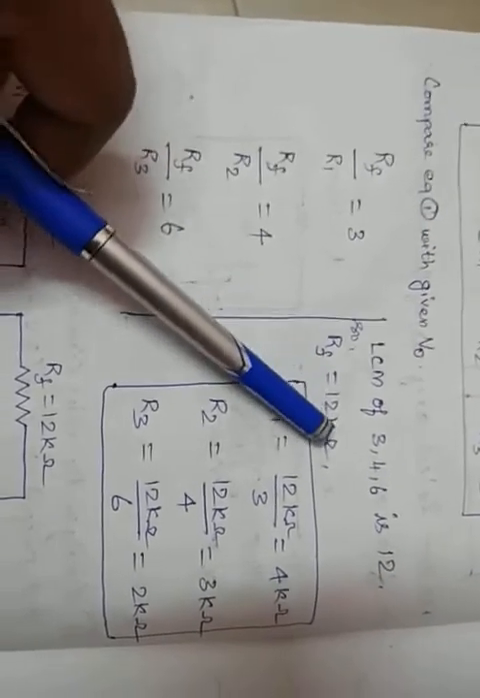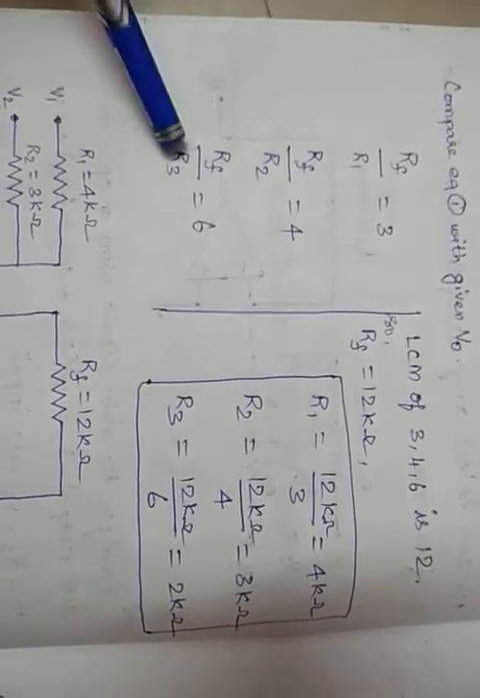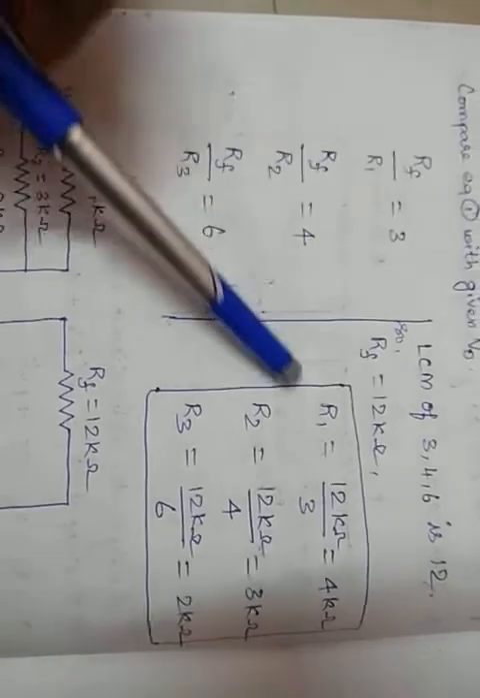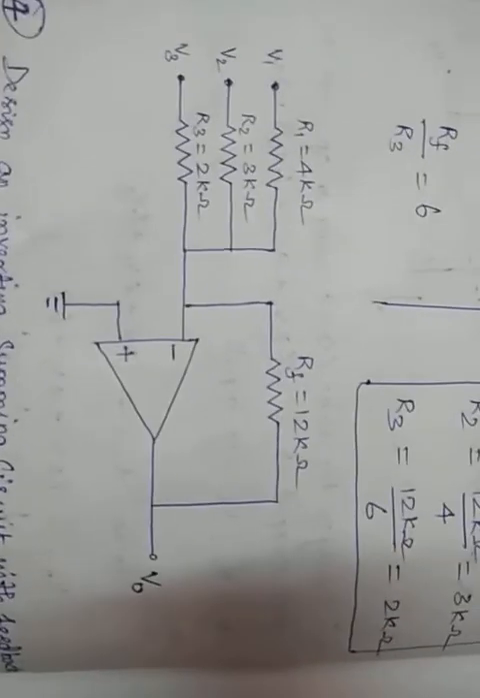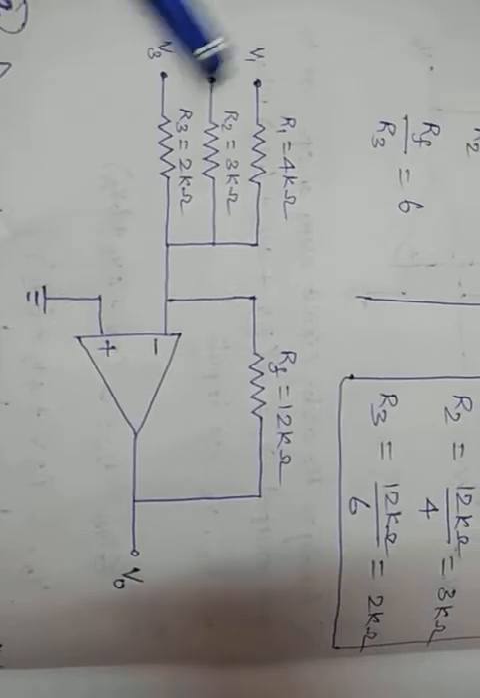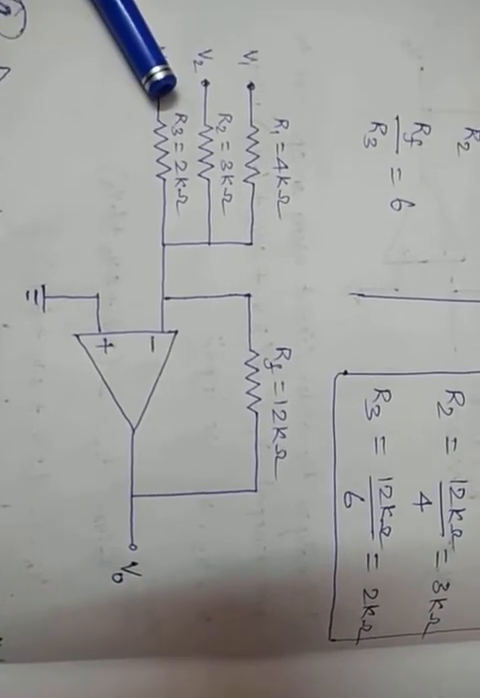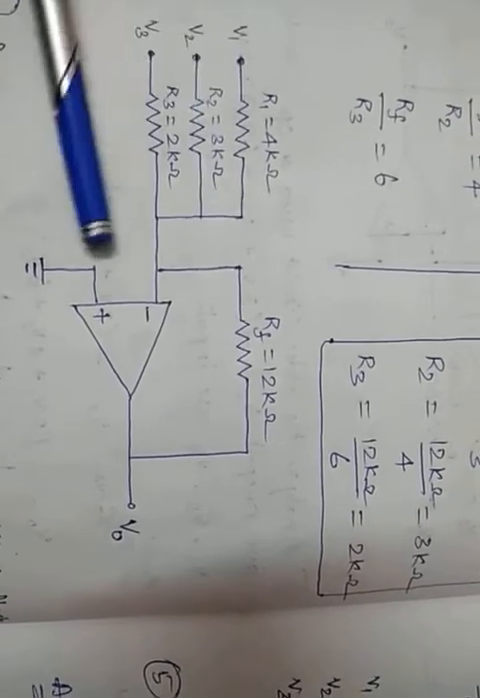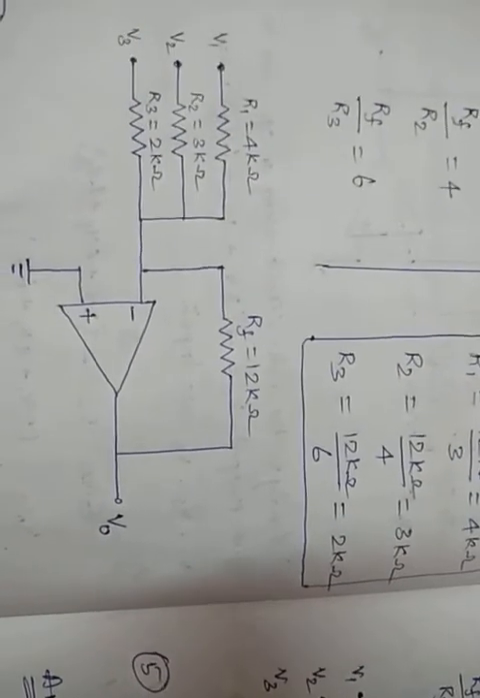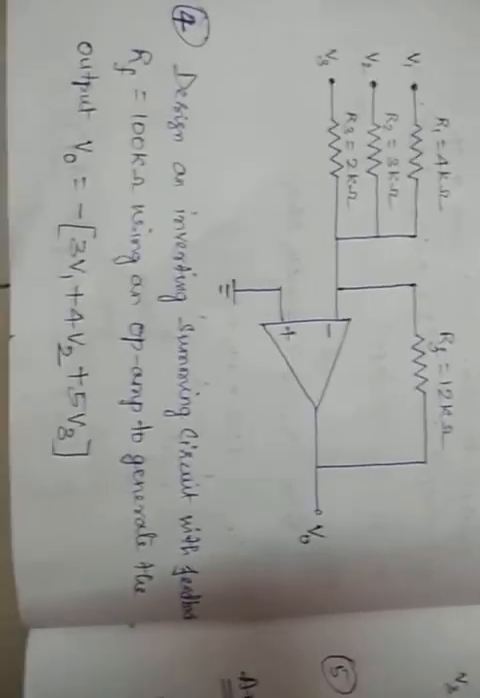So Rf is 12 kilo ohms. Now in these ratios, substitute the Rf value and you will get R1, R2, R3. So R1 equal to 4 kilo ohms, R2 equal to 3 kilo ohms, R3 equal to 2 kilo ohms. Now we can draw the diagram. See the circuit diagram: R1 equal to 4 kilo ohms, R2 equal to 3, R3 equal to 2 kilo ohms, and Rf is 12, and this is an inverting summing amplifier circuit. So we'll see the next problem.